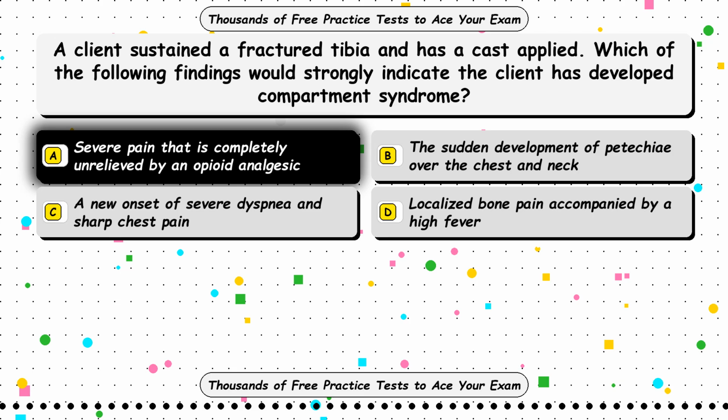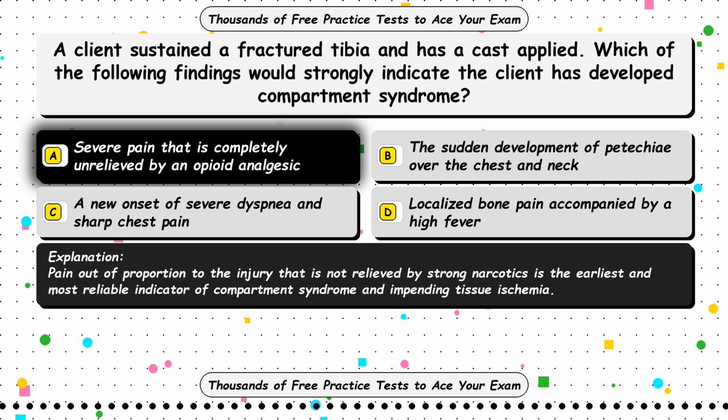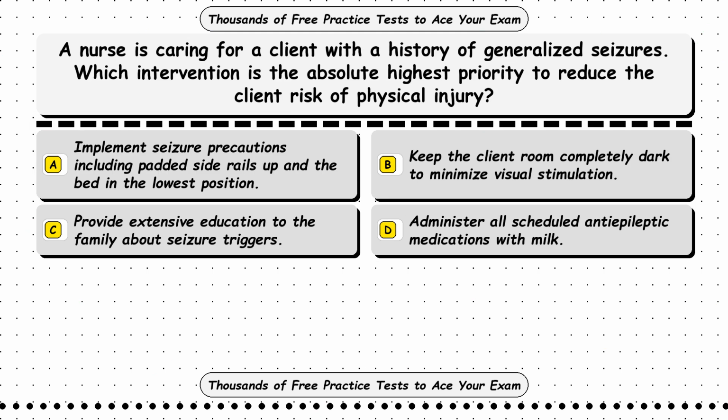The correct answer is option A. Severe pain that is completely unrelieved by an opioid analgesic. Pain out of proportion to the injury that is not relieved by strong narcotics is the earliest and most reliable indicator of compartment syndrome and impending tissue ischemia. Question 155. A nurse is caring for a client with a history of generalized seizures.